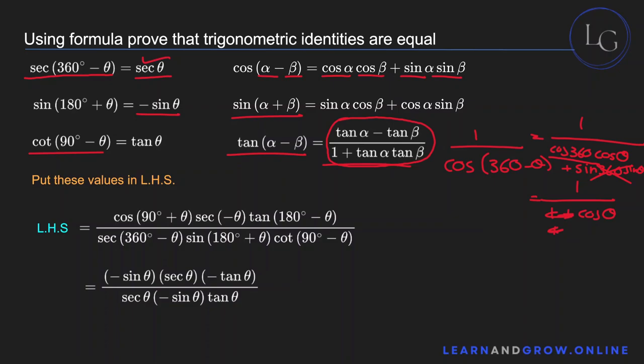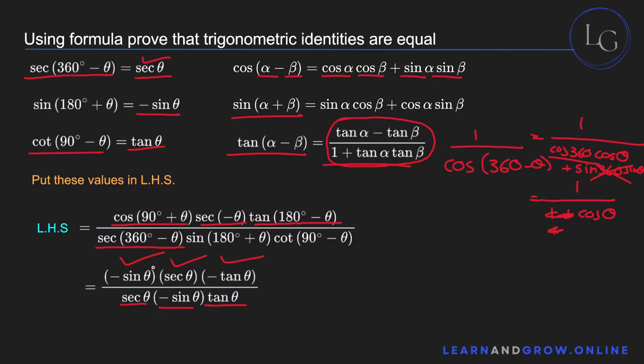Okay, so now once you have obtained all of these values, you start replacing them. We established that cos(90 + theta) is equal to negative sine theta, secant(-theta) is equal to secant theta, tan(180 - theta) is equal to negative tan theta, secant(360 - theta) is equal to secant theta, sine(180 + theta) is equal to negative sine theta, and cotangent(90 - theta) is equal to tangent theta.